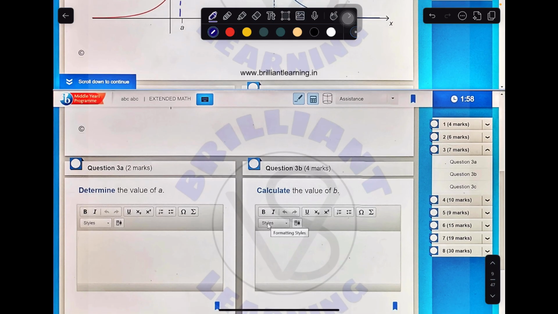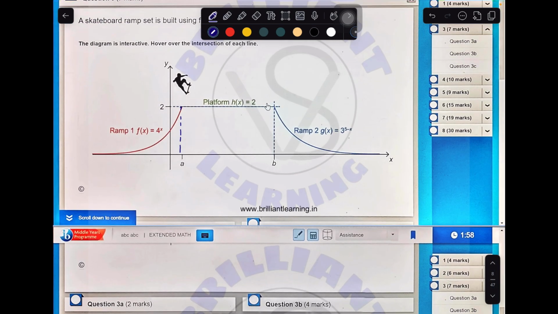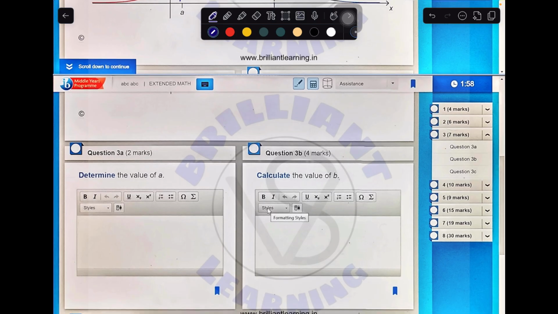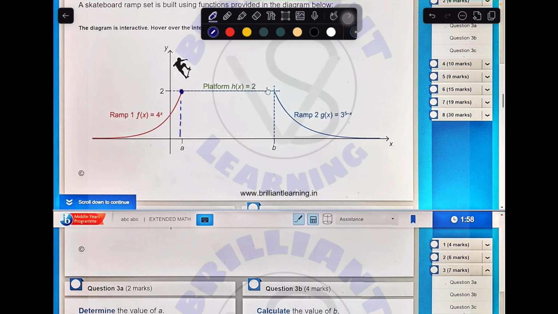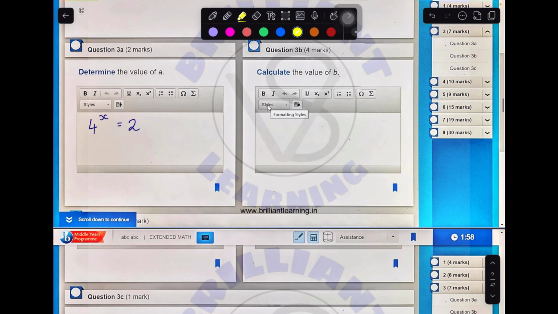Now question A is asking us to determine the value of A. Okay, so A is the point in which f of x meets h of x, which is 2. So for the value of A, which is an x value, we know that 4 to the power of x is equal to 2. Okay, so just to explain that a little bit further, at this point, the ramp is going up. This ramp is represented by 4 to the power of x. At the point A, it is where it equals 2. 4 to the power of what gives me 2? Well, x must be a half because it's being square rooted. So a half or 0.5. Okay, so that's A found.